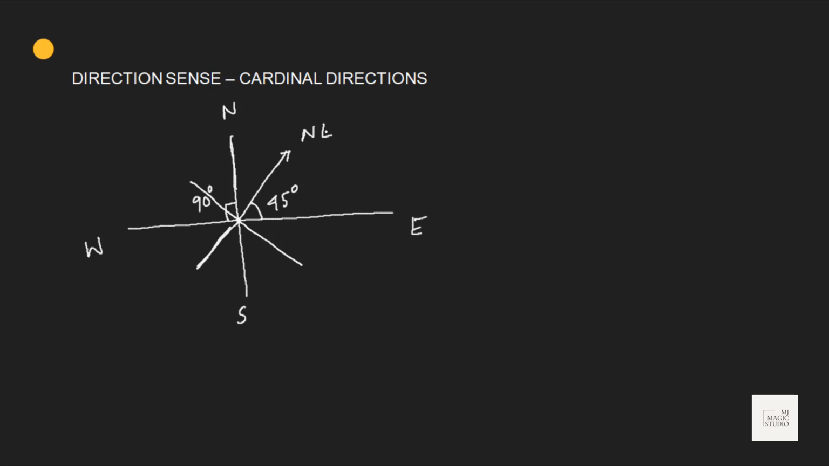This is northeast, northwest, southwest in the third quadrant, and in the fourth quadrant of the graph it would be southeast. The angle between two cardinal directions is 90 degrees, but the angle between one cardinal direction and the main direction is 45 degrees. So the angle formed between two cardinal directions, that is northeast, northwest, southeast, southwest, is 90 degrees, and the angle formed between a cardinal direction and a main direction is 45 degrees.